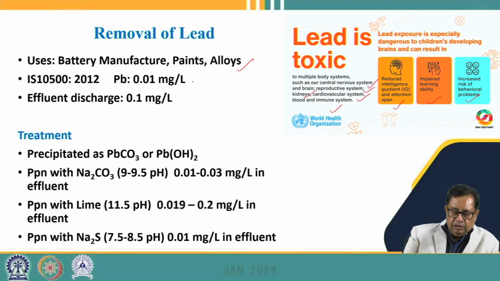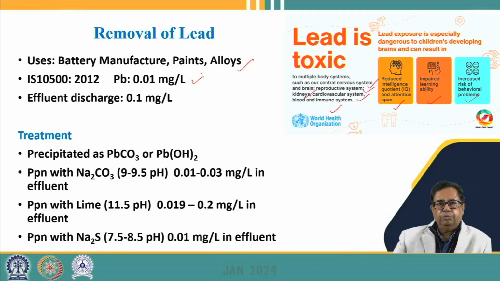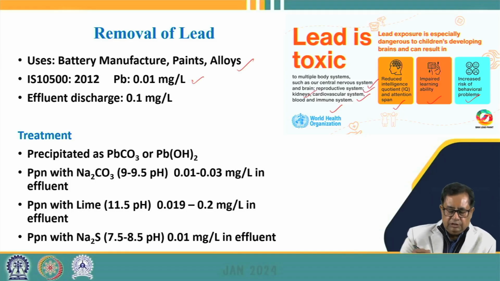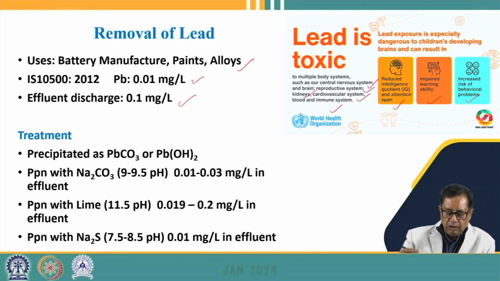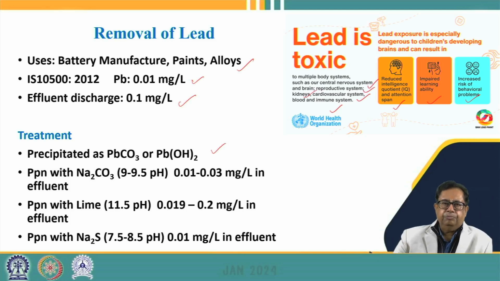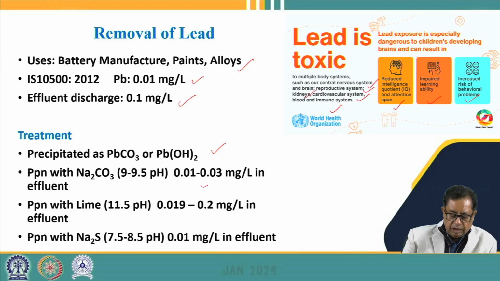In drinking water, the lead should not exceed 0.01 milligram per liter, and in the effluent discharge, when we are discharging the treated wastewater to surface water, it should not exceed 0.1 milligram per liter. For the removal of lead by precipitation methods, we can go for lead carbonate or lead hydroxide. When we are using sodium carbonate at pH 9 to 9.5, we can get 0.01 to 0.03 milligram per liter of lead in the effluent.